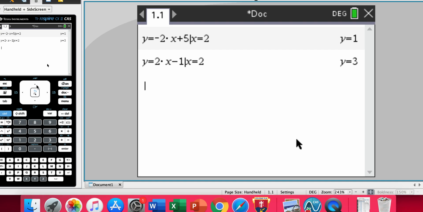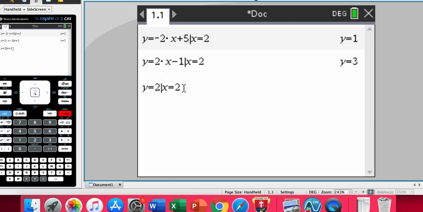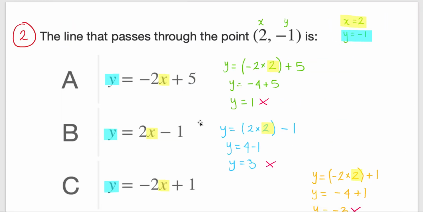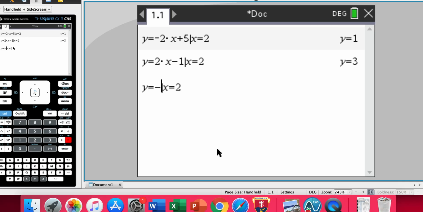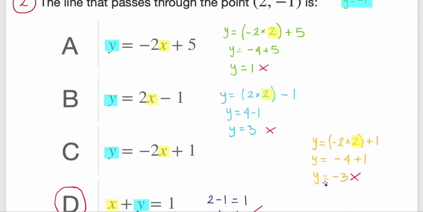Then I go up, up, enter. I'm going to change my rule. And it's -2x plus 1. Enter, and I get y is equal to -3. Exactly what we got here. So it's not our answer.